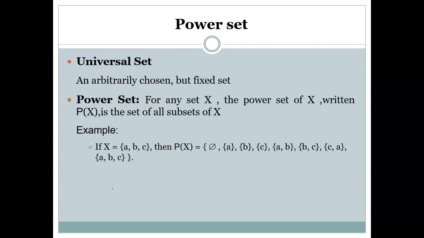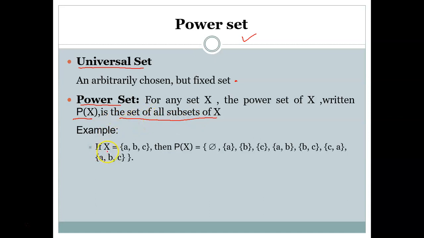Universal set. Now we want to discuss something about power set. What is a power set? Before defining a power set, you must have a universal set. An arbitrarily chosen but fixed set is a universal set. And a power set, for any set X, the power set of X, written as P of X, is the set of all subsets of X. Means the power set is the set of all subsets of X.